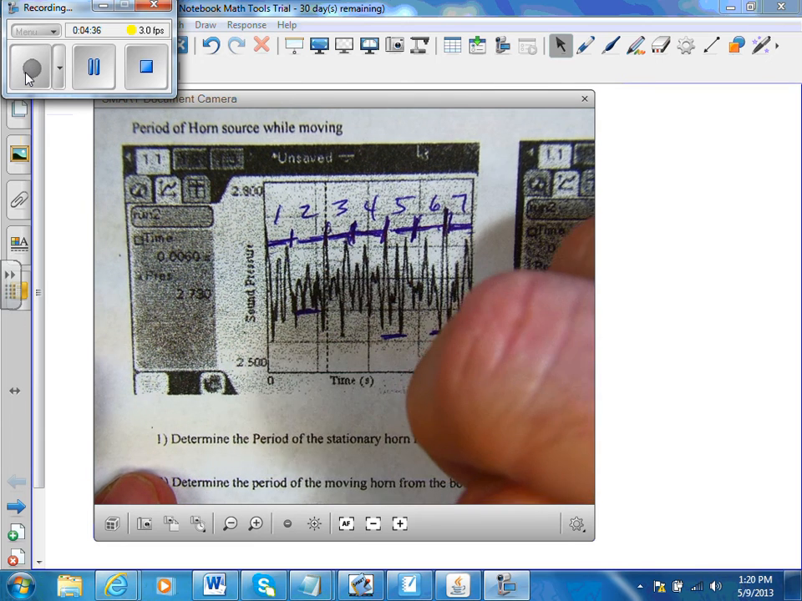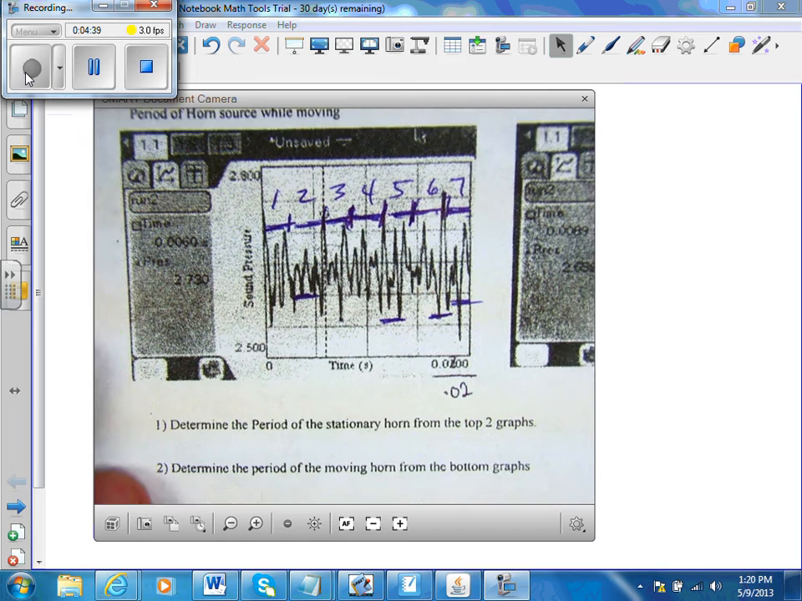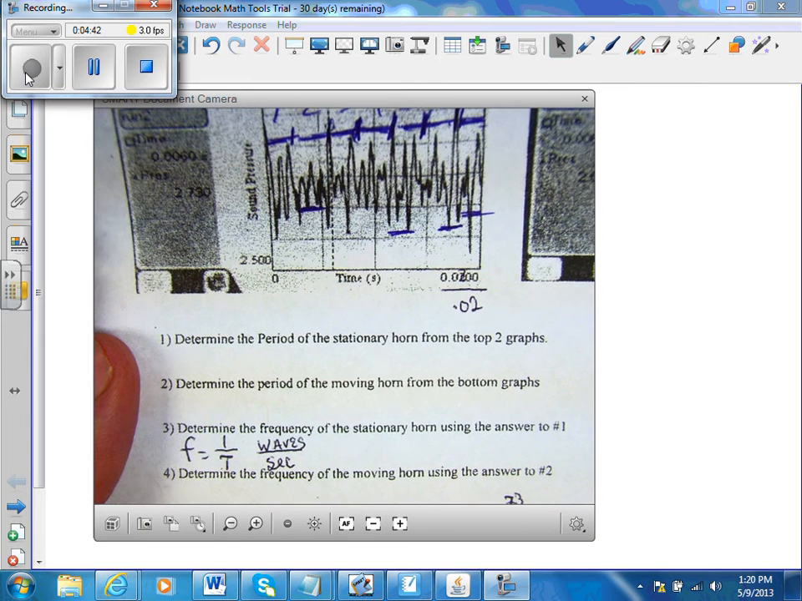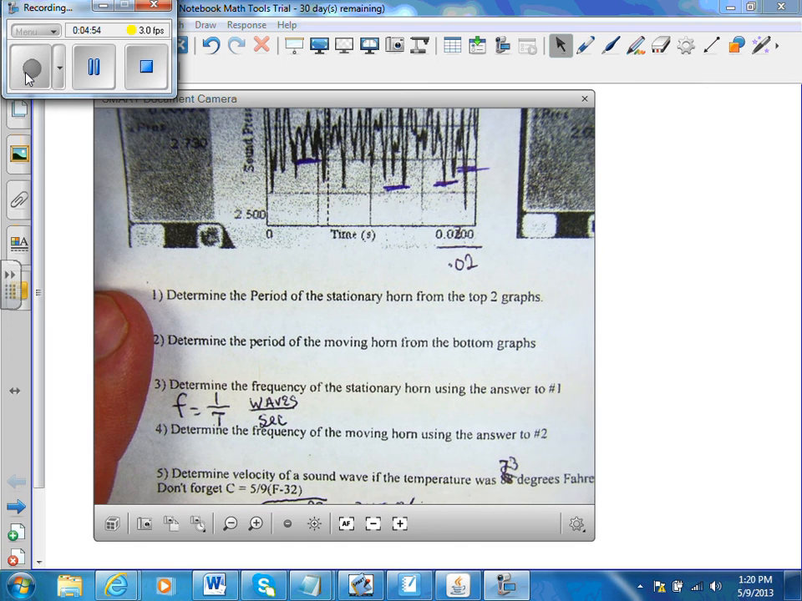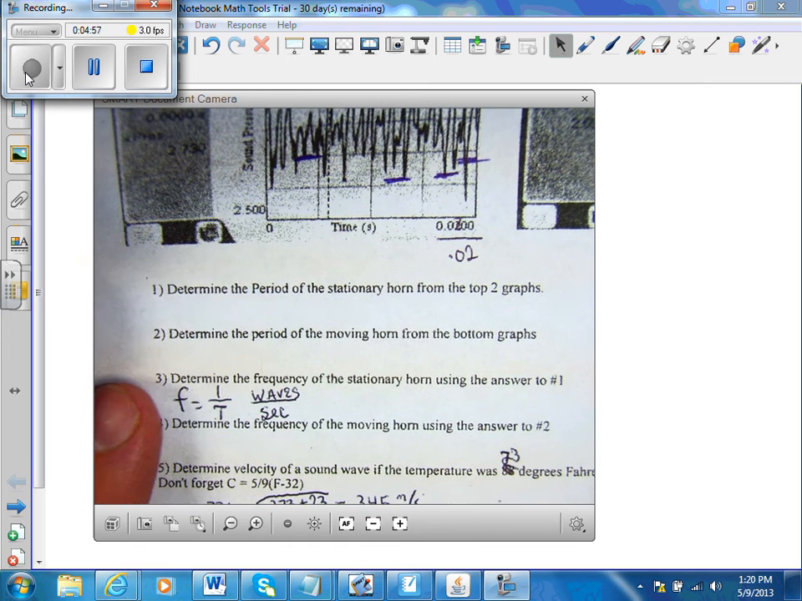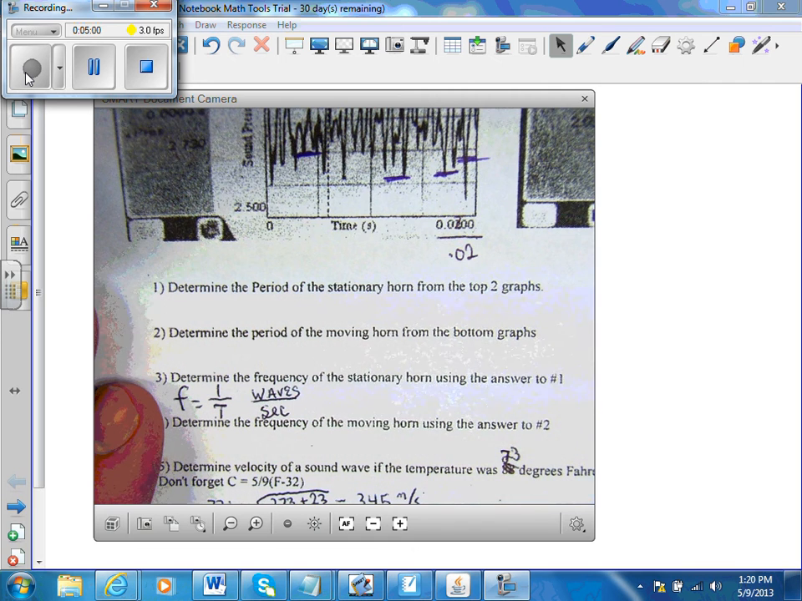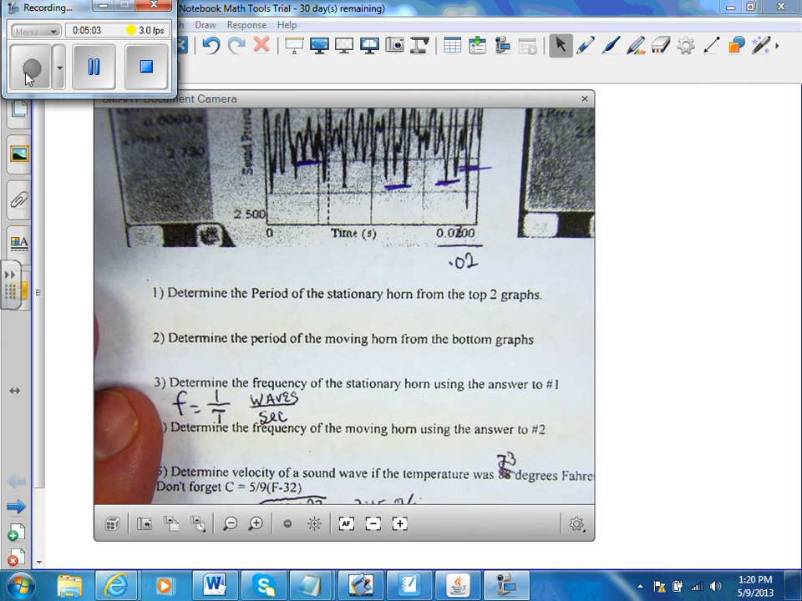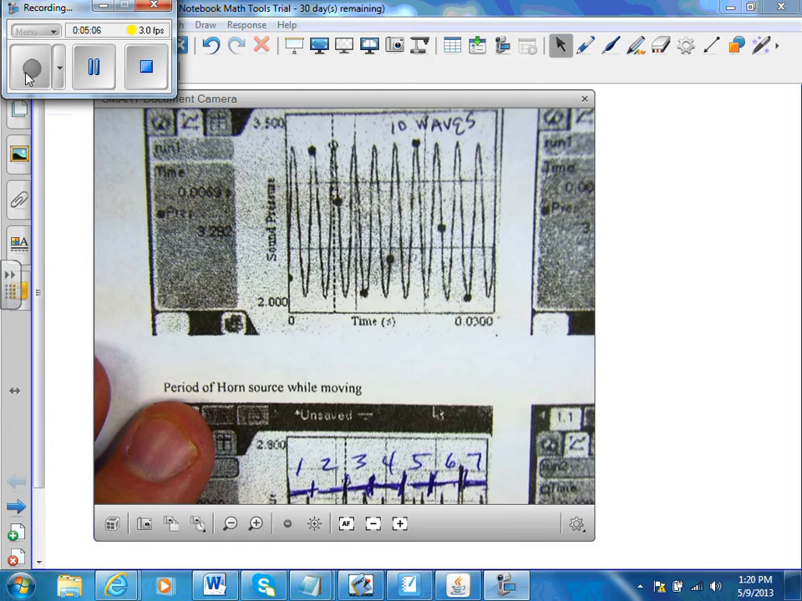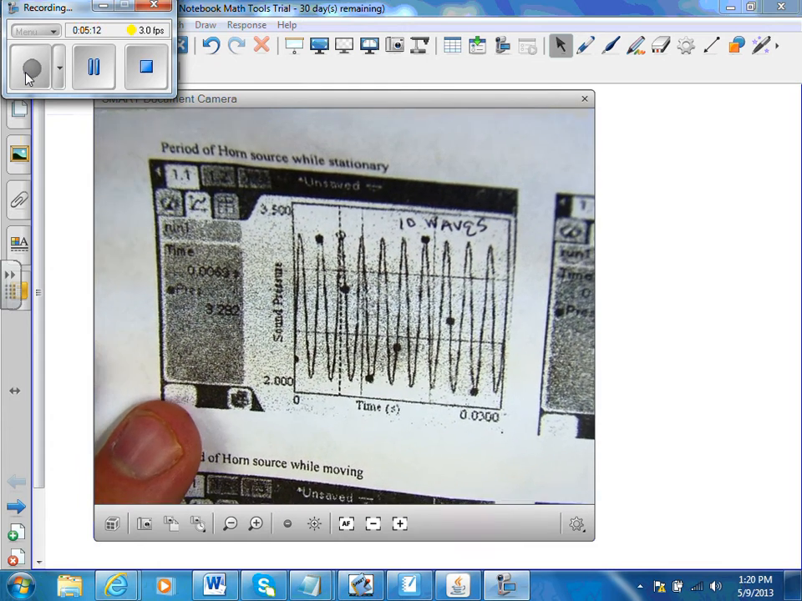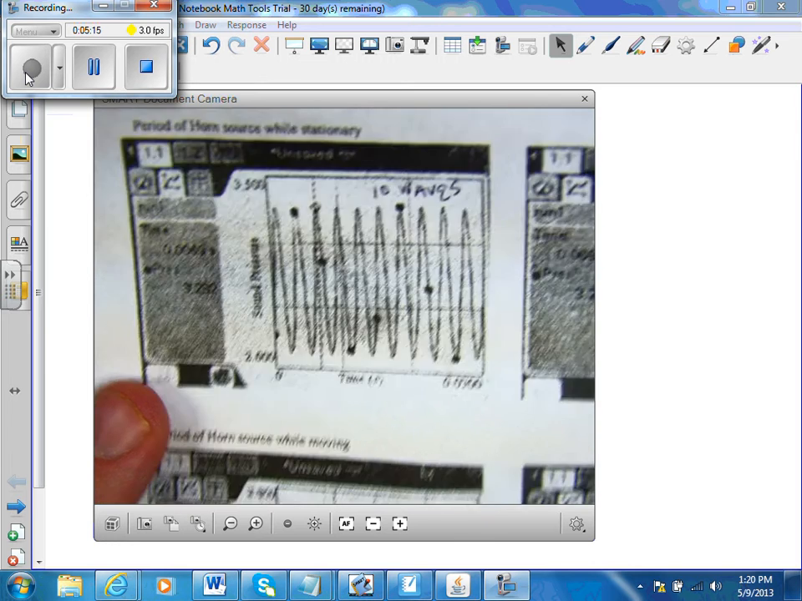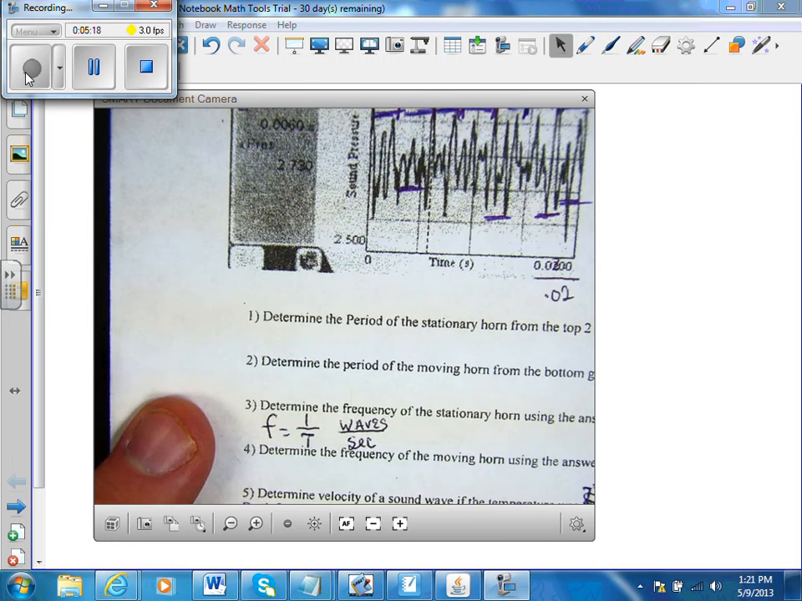Let me make that a little bit bigger so you can see it. I need you to do the same thing that you did in number 1, but now use that second graph. So you have 7 waves, and you divide the time of 0.02 seconds by the 7 waves. We're going to do the same thing for number 4 that we did in number 3, finding the frequency of that. Now comes the tricky part, because this becomes algebraically a little tough. Let's figure out what the speed of the car was based on these data.